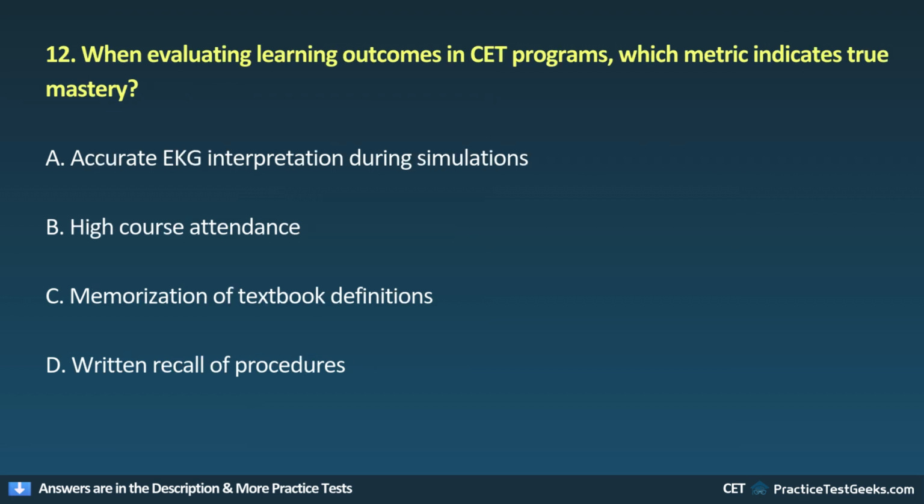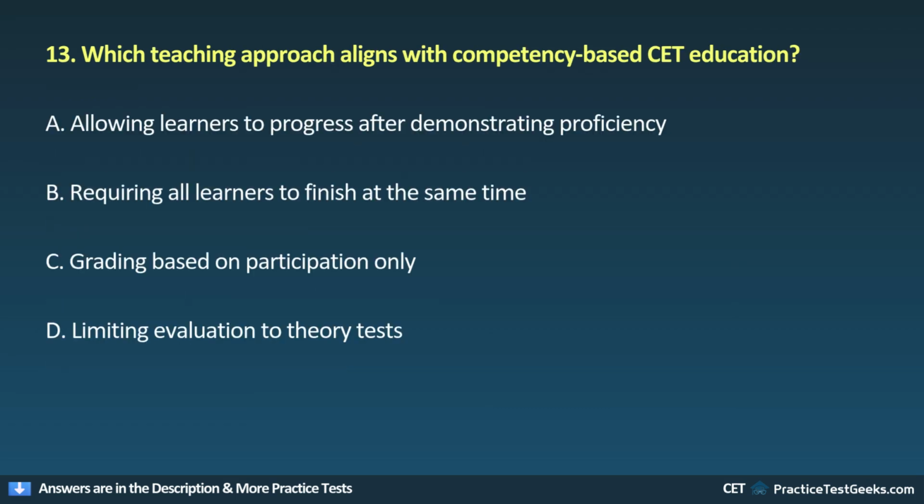12. When evaluating learning outcomes in CET programs, which metric indicates true mastery? A. Accurate EKG interpretation during simulations. B. High course attendance. C. Memorization of textbook definitions. D. Written recall of procedures.